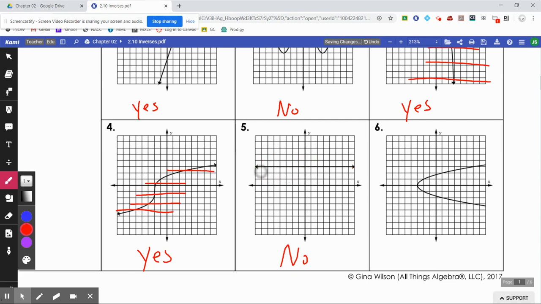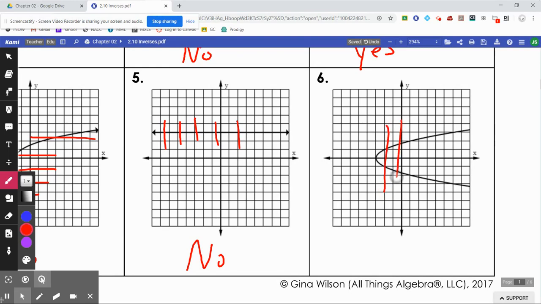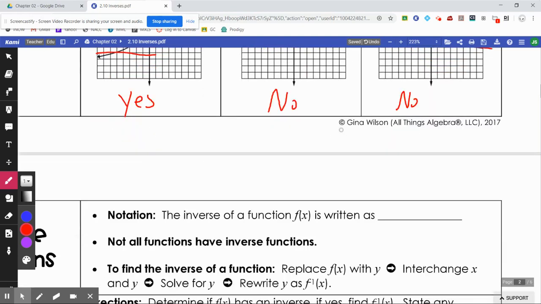Again, the original relation is a function. However, its inverse relation would not be a function. Then finally, this original is not even a function. So no. However, the inverse relation, if you were to invert this, the inverse relation would be fine, but the original relation is not a function.